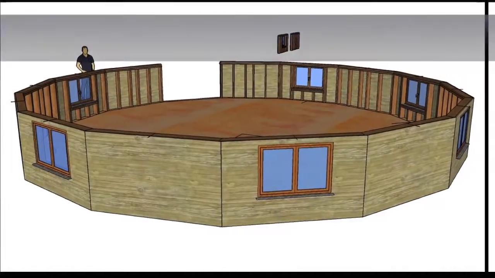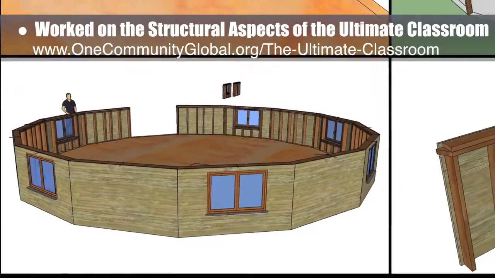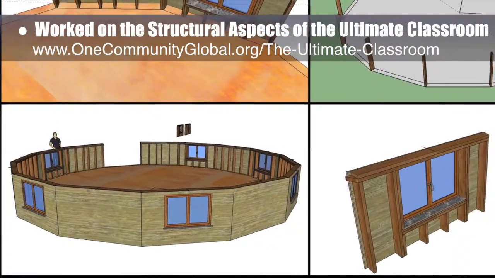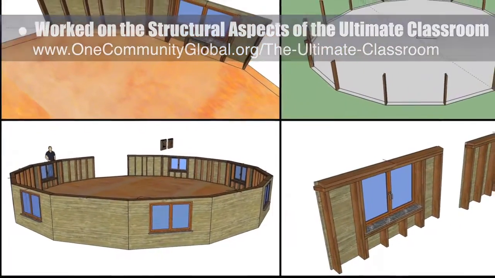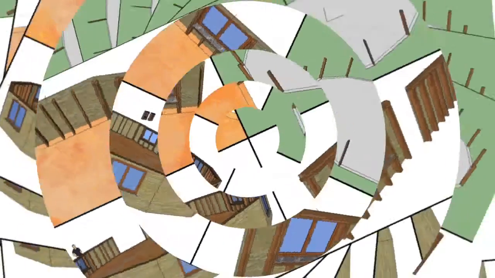This week, the core team worked on the structural aspects of the ultimate classroom. We cleaned up all the content that needed to be removed so we can focus on the structural design, and then updated the outside walls to use 2x6s for the frame and added all the planned 2x3 windows.